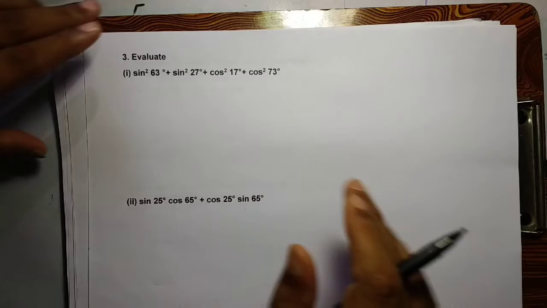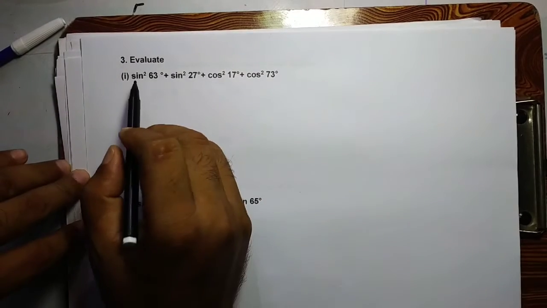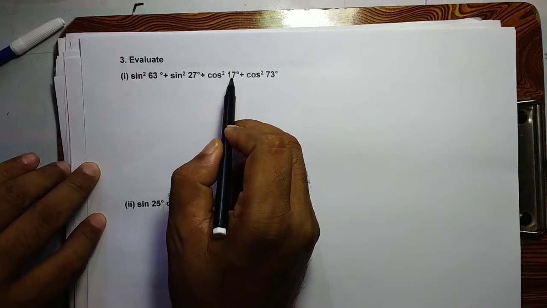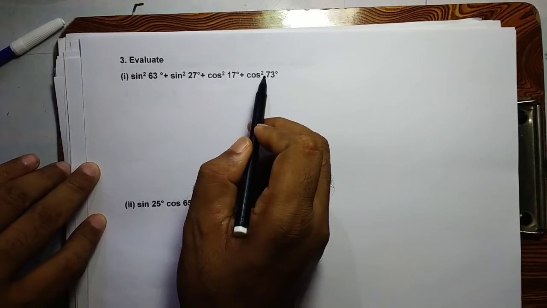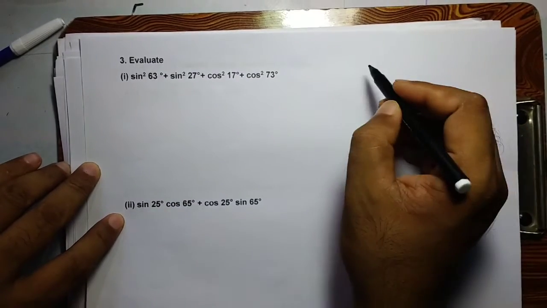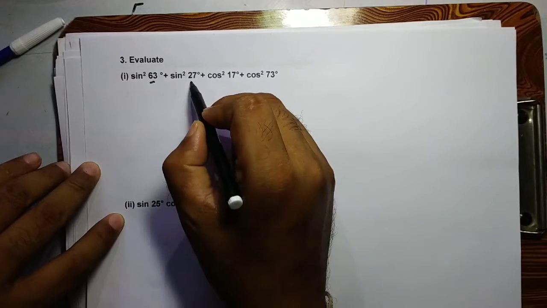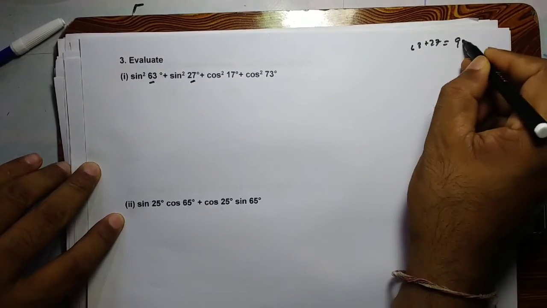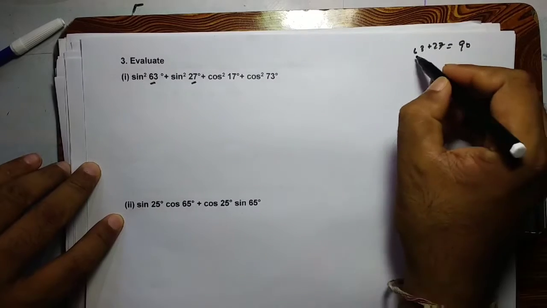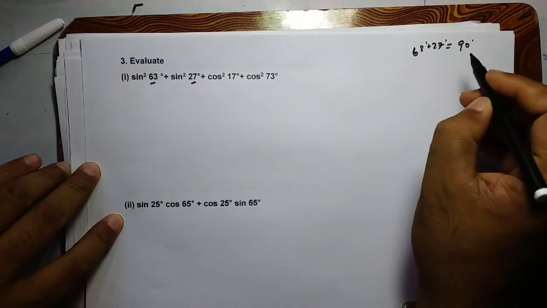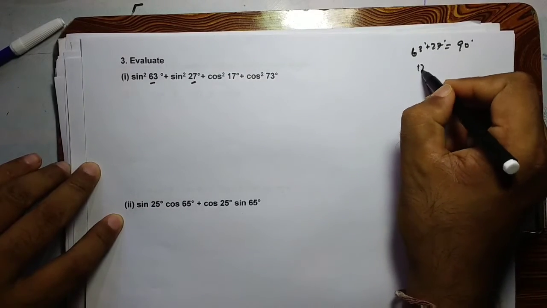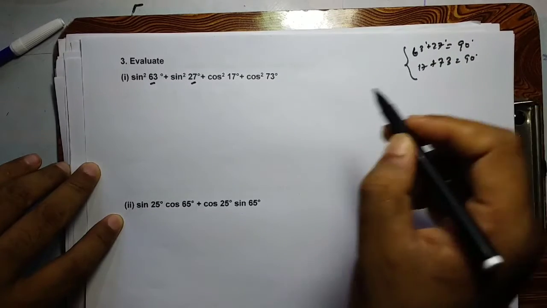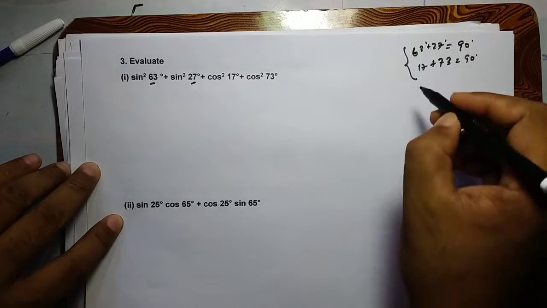Now question number 3. Evaluate sin square 63 plus sin square 27 plus cos square 17 plus cos square 73. Now we check. We just see 63 and 27. 63 and 27 is nothing but 90 degrees. So these are all complementary angles. And 17 plus 73 is also 90.